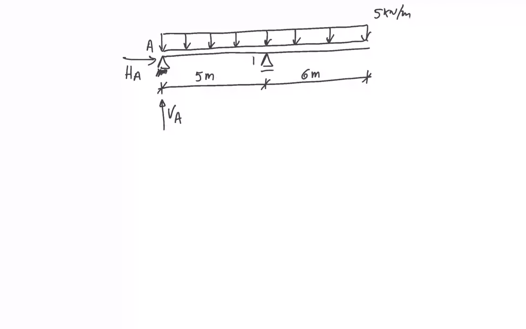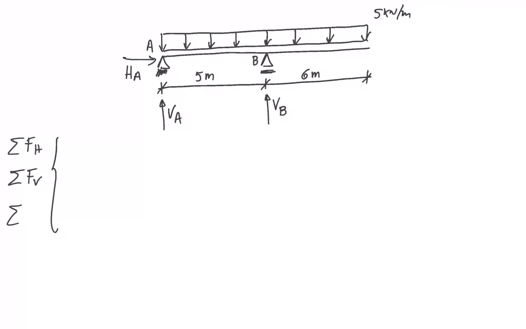On point B, I have a roller, so it means I only have one reaction, which is perpendicular to the base, perpendicular to this line here, VB. So I have a single body, I need three reactions, which I have, HA, VA, and VB, and I have three equations of equilibrium. Sum of horizontal forces, sum of vertical forces, sum of moments to any point.